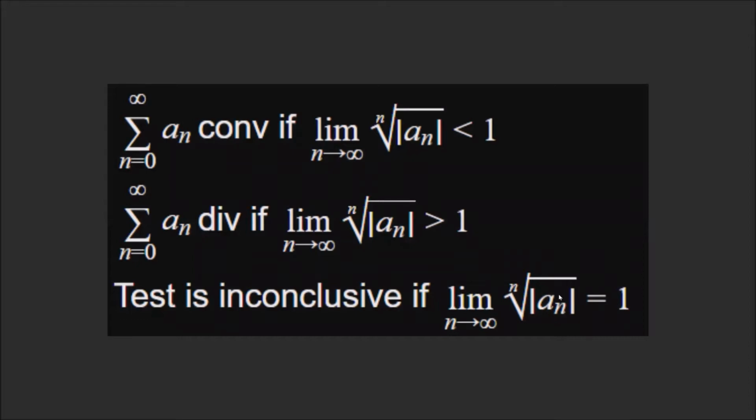So if you have an infinite series of a sub n, it will converge if the limit as n approaches infinity of the nth root of the absolute value of a sub n is less than 1. Likewise, it will diverge if the limit as n approaches infinity of the nth root of the absolute value of a sub n is greater than 1. Now, if that limit is equal to 1, then the test is inconclusive and you'll have to use some other test.